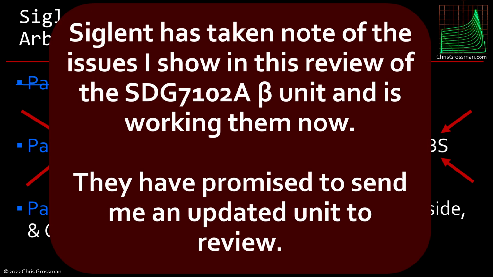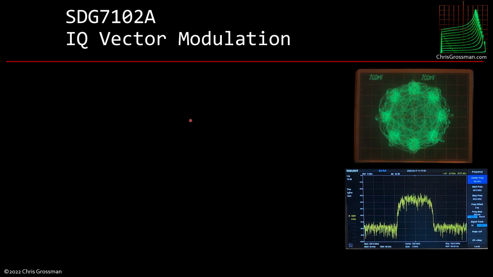Siglent has taken note of the issues I've shown in the review of this beta unit so far and is working on them now. They've promised to send me an updated unit to review once they've fixed the issues. So let's talk about the IQ vector modulation.